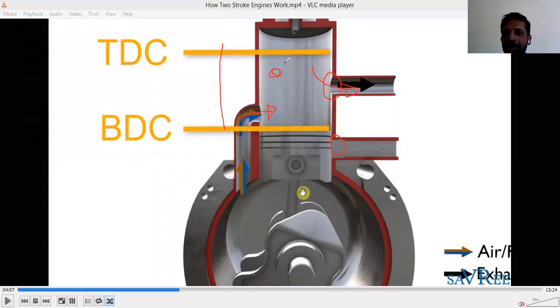Now as there is fresh fuel present and the piston is moving towards TDC, the air fuel mixture is compressed once again, and as the piston reaches the TDC, since it's a petrol engine, a spark is going to be introduced and combustion is going to take place. So we'll see that.